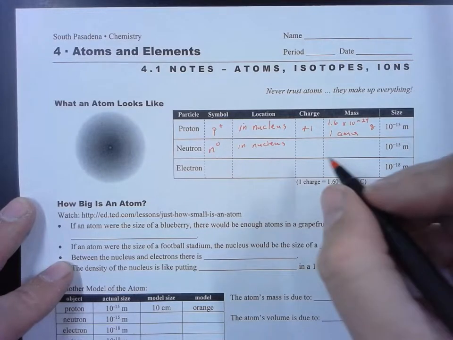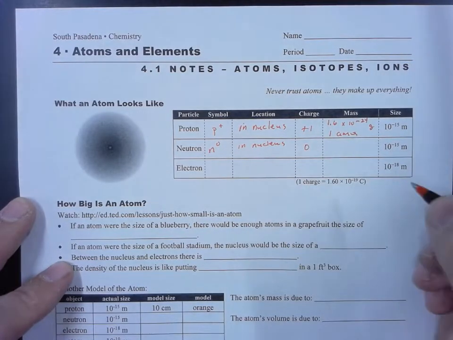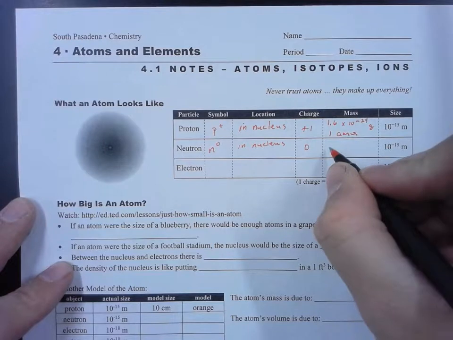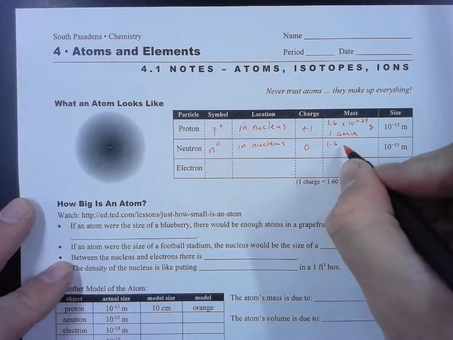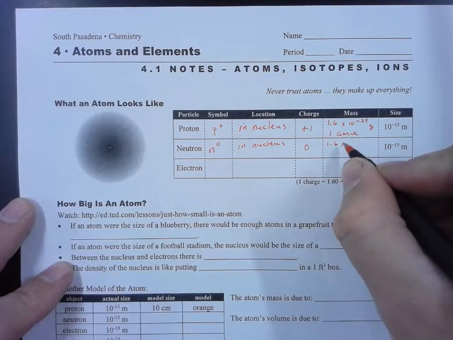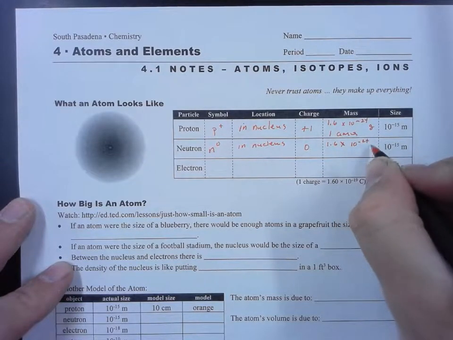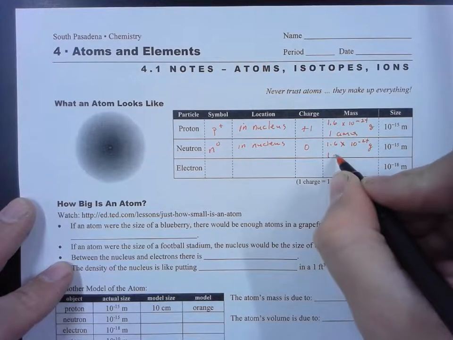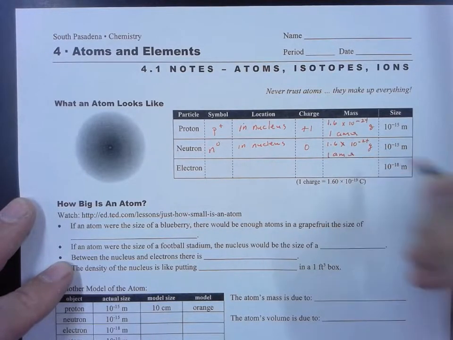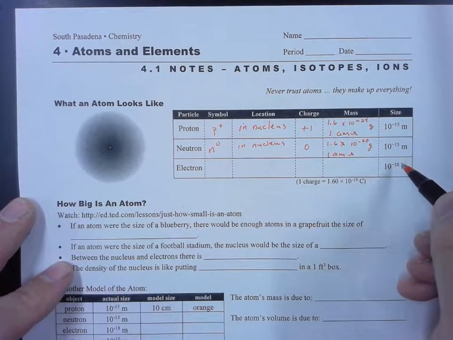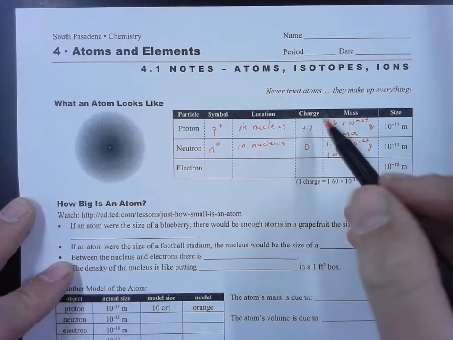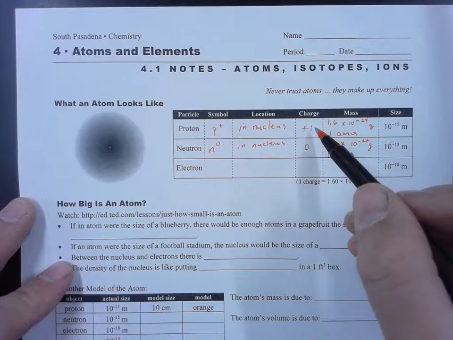Okay, it's got a neutral charge, and it has the same mass, relatively speaking, as a proton. 1.6 times 10 to the negative 24 grams, and we also say that it has 1 AMU of mass, atomic mass units. And again, these two particles are similar in size, and they're also similar in mass. The only difference between a proton and a neutron is one has a charge, the other is neutral.